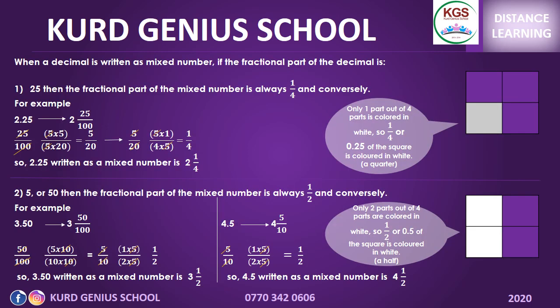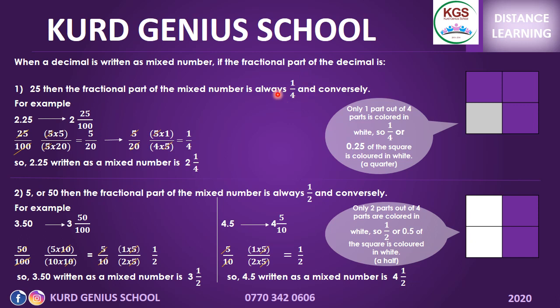You don't have to write anything in these two slides, but you have to know them absolutely because they're very important and you will need them in solving many problems. These notes help you save time when you write decimals as mixed numbers. How? When you have a decimal number and it's required to write it as a mixed number, if the fractional part of the decimal number is 25, for example, here we have 2.25 or 2 and 25 hundredths, then the fractional part of the mixed number is always 1 over 4 or a quarter.